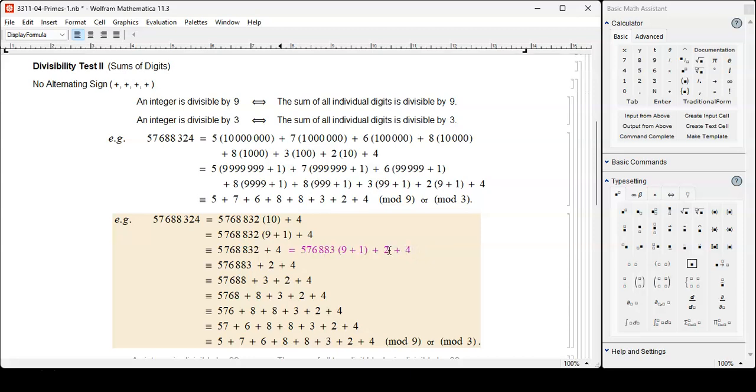4 was there before, take 2 freshly out, and then we have times 10, but that can be decomposed into 9 plus 1. 9 is congruent to 0, so times 1, what do we have? The same thing as before, taking the next digit out. Do it again, take the next digit 3 out. Do it again, take the next digit 8 out, and eventually you run out of digits, and you get the sum of all digits. Then check whether that's congruent to 0 modulo 9 or modulo 3.